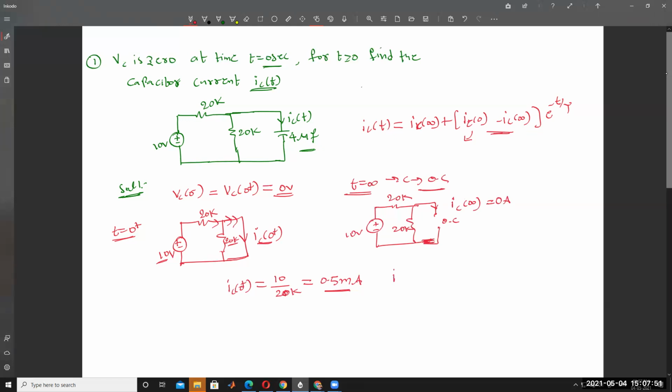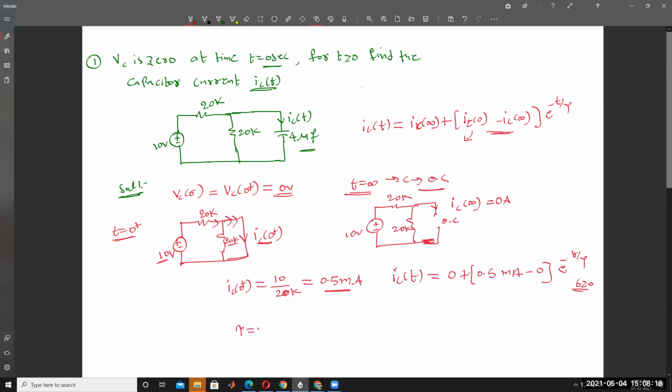So IC of t is equal to IC of infinity, which is 0, plus (IC of 0 plus, 0.5 milliamps, minus 0) into e power minus t by tau. Here the time constant is not known, so we need to find the time constant. This is for t greater than or equal to 0. The time constant is nothing but RC. Time constant is equal to R into C.